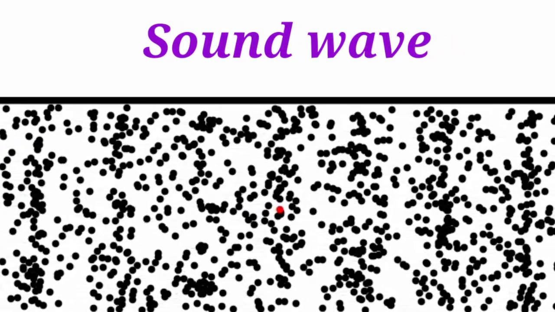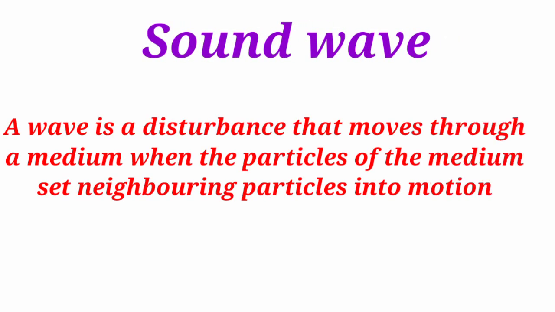It means vibrating particles of the medium do not travel all the way from the vibrating object to the ear. It creates a disturbance in the medium. And this disturbance is known as sound wave. A sound wave is a disturbance that moves through a medium when the particles of the medium set neighboring particles into motion. Like this, we can hear all sounds. Like this, the sound can propagate from one place to another place.